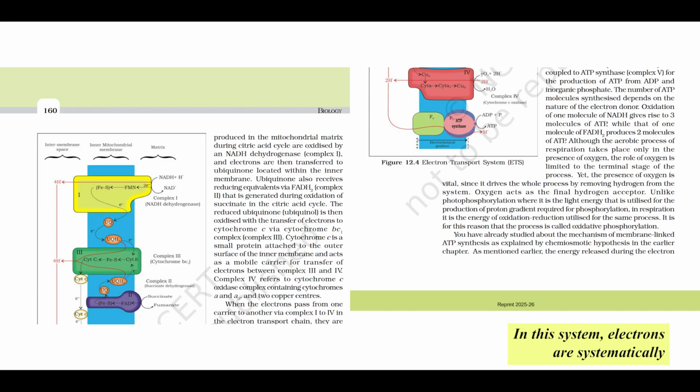In this system, electrons are systematically passed from one carrier molecule to another, moving like a relay race, ultimately reaching oxygen. This final electron transfer to oxygen results in the formation of water. Crucially, this entire electron transport process is tightly coupled with a massive burst of ATP synthesis. This intricate system is located on the highly folded inner mitochondrial membrane, providing a vast surface area.